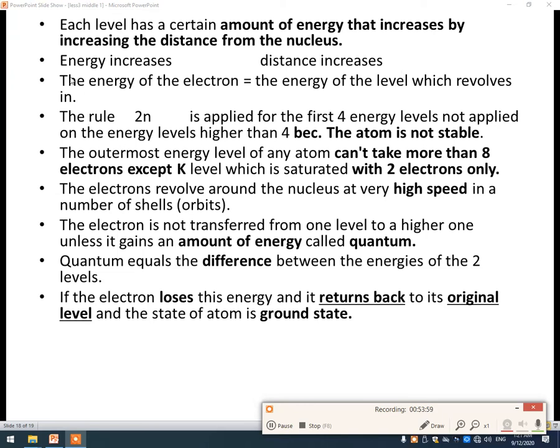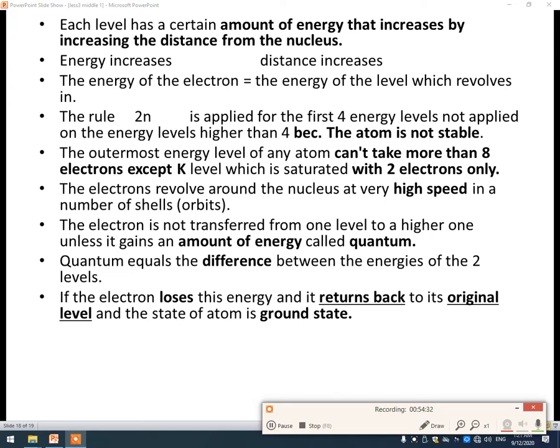And the energy of an electron equals the energy of the level in which it revolves. The electron can't move to a higher energy level unless it gains an amount of energy called a quantum, and in this case the atom will be excited. The rule 2n² is applied for the first 4 energy levels, not on levels higher than 4, because in this case the atom is not stable.